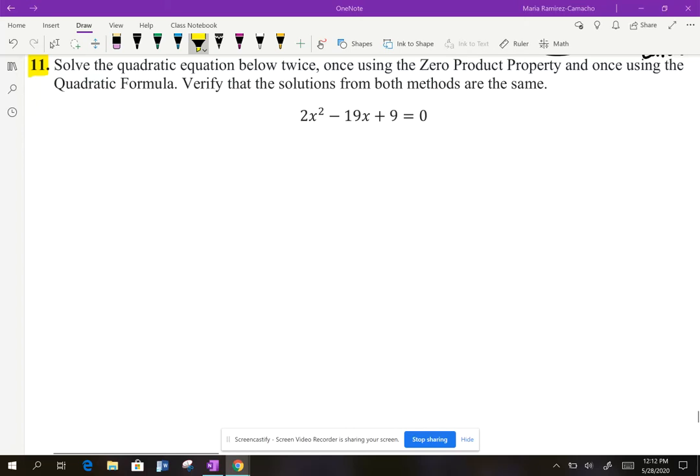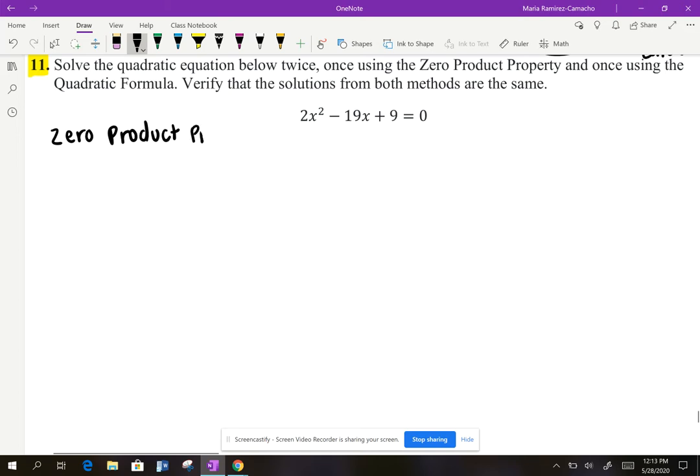Number 11, solve the quadratic equation below twice. Once using the zero product property and once using the quadratic formula. Verify that the solutions from both methods are the same. So let's do it first using the zero product property.